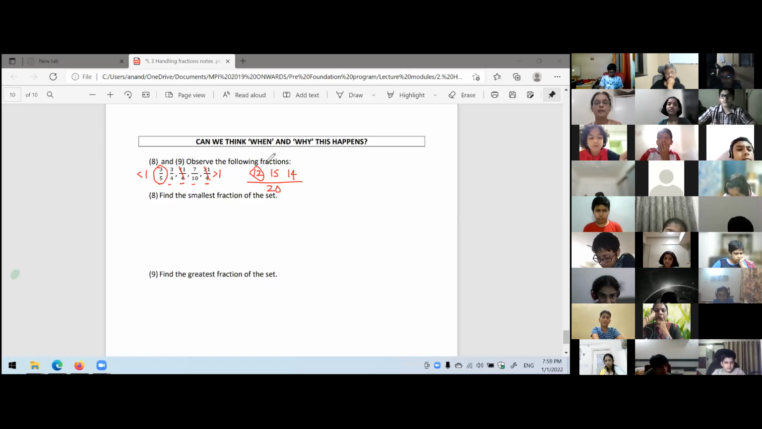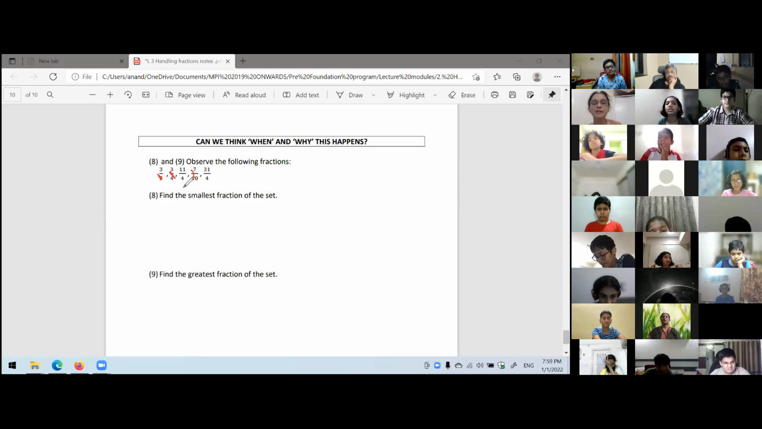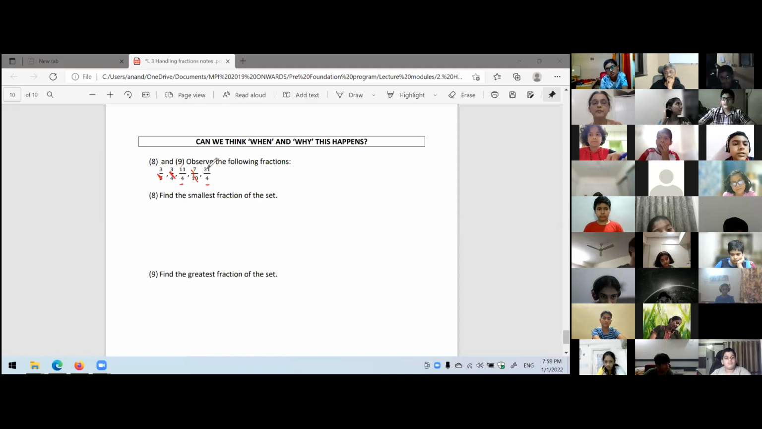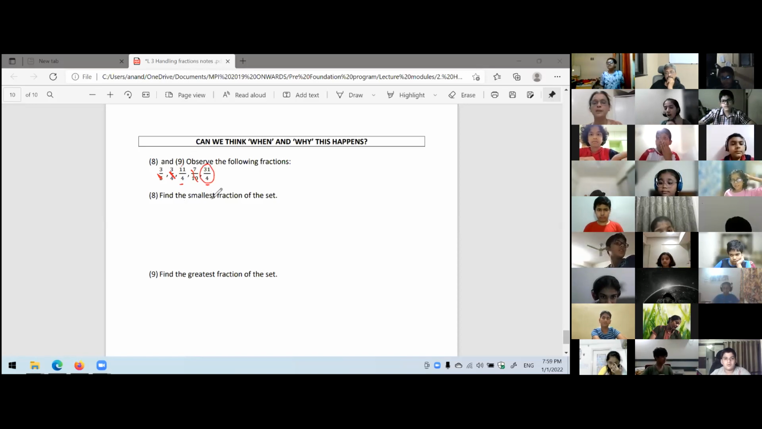And what about the biggest one? Now, for the biggest one, obviously the ones which are smaller than 1 cannot be the biggest fractions. So these 3 are ruled out for the biggest fraction of the series. And when I look at 11 upon 4 and 31 upon 4, both have the same denominator. So greater the numerator, greater the fraction. So 31 upon 4 will be the biggest of the fractions. For all such questions, you have more than one way to find the answer.